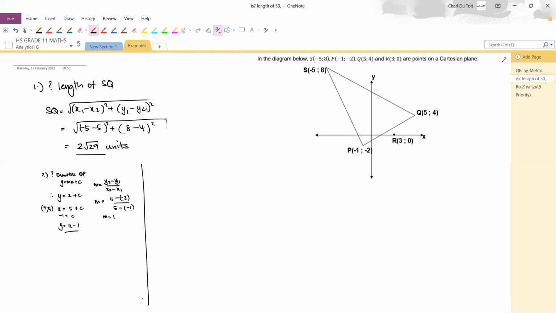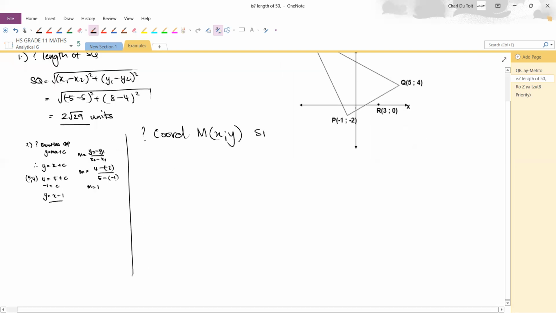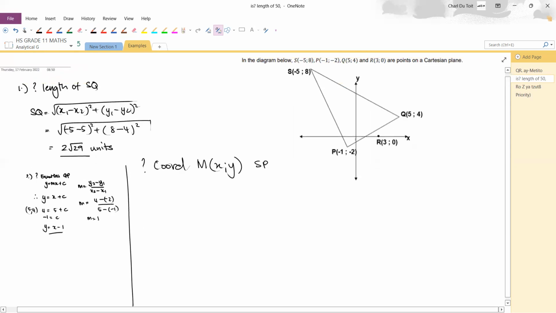Okay. I want the following. We're just going to play around. I want you to get the midpoint of SP. What are the coordinates of the midpoint of SP? We'll make it harder just now.